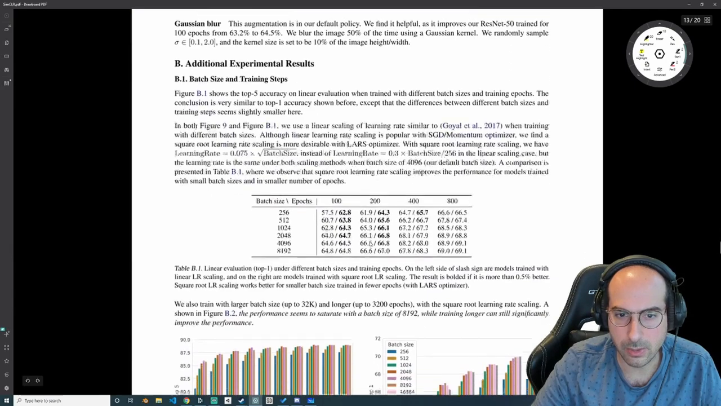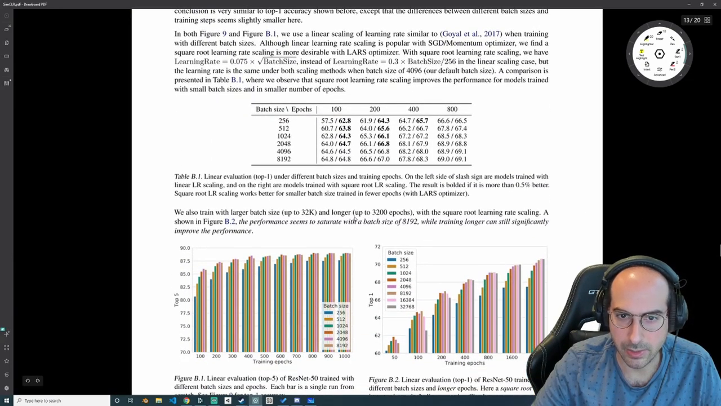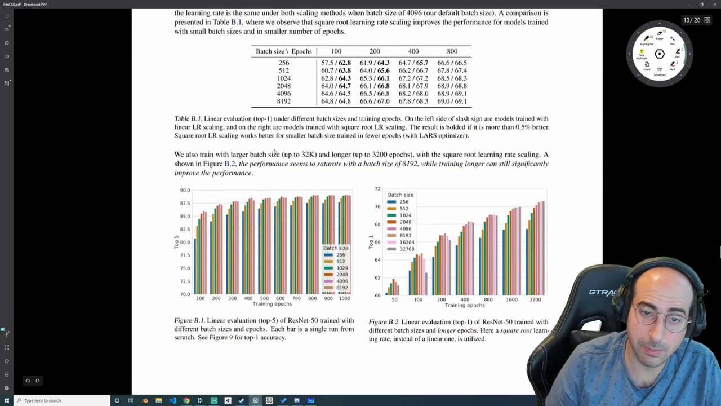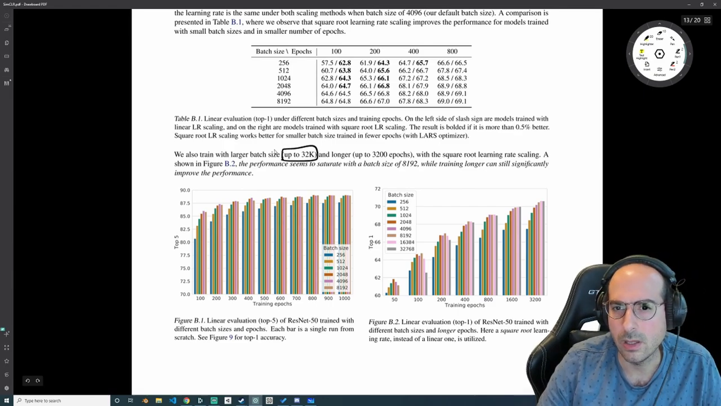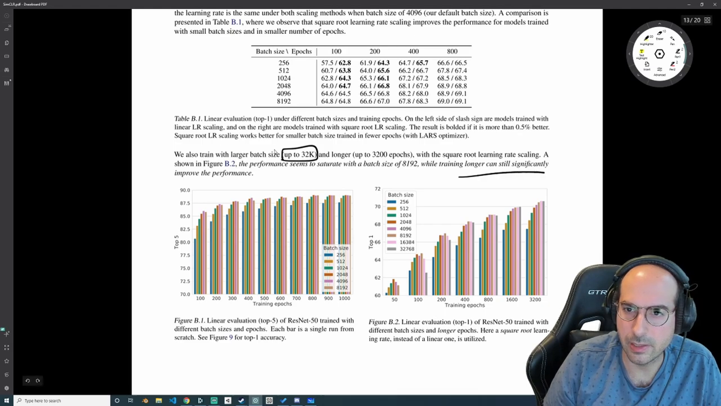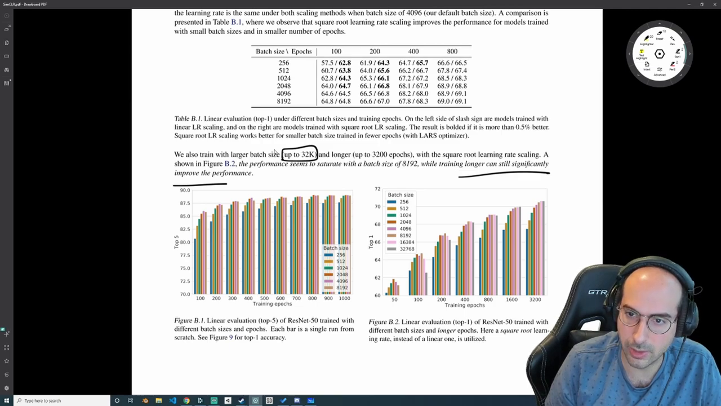So they talk also here quite a bit about their batch sizes, and it does seem that larger batches up to 30K, wow, these are really large batches, while training longer can still significantly improve the performance. I mean, yeah, that's what we observed here. It seems like, oh yeah, interesting. Yeah, they did actually increase the performance training here more than we thought they would. So here they got to about 87. And then here, oh, this is top five, top one, right? Okay.